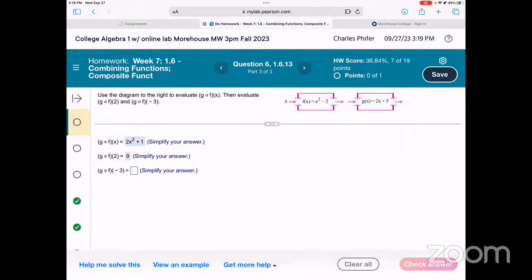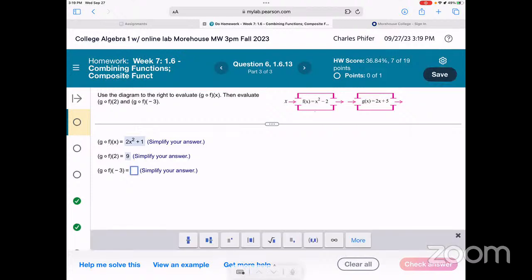Then we're asked to find G compose F of -3, right? So first we plug -3 into F. That's going to be 9 minus 2 is 7. Then we plug 7 into G. That's going to be 14 plus 5 is 19.